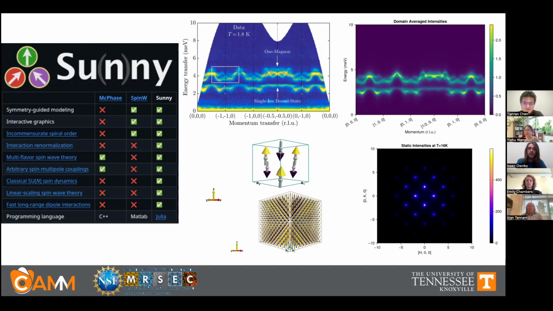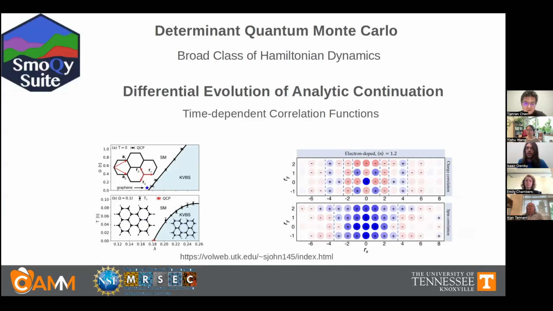This is a unique software in the sense that previous software developments for linear spin wave theory fail in a lot of locations where Sunny does not. So you can see the comparison between the C++ McPhase software and the MATLAB SpinW software. Each individually does well in its own unique area, but Sunny is a broad, encapsulating software that can do many spin dynamics. Along with spins, we also have electron dynamics, and this is uniquely a UTK CAMM development.